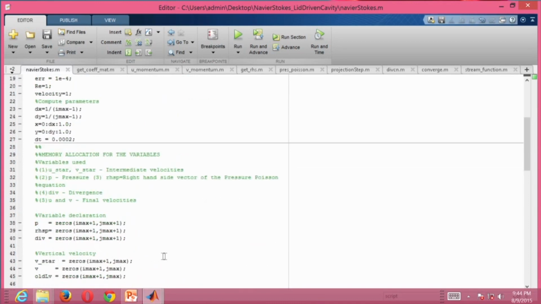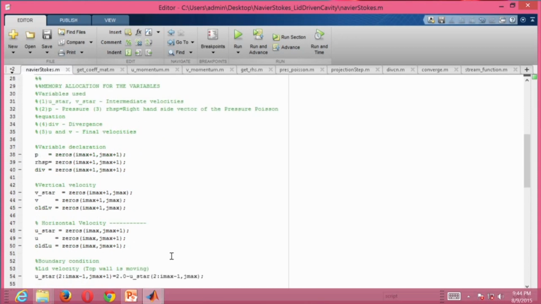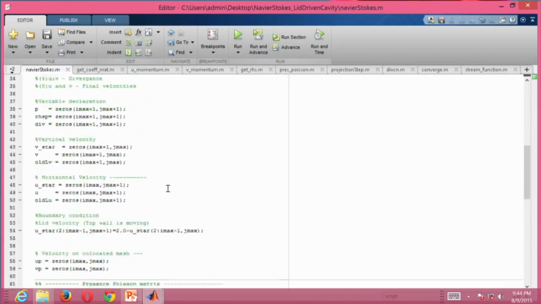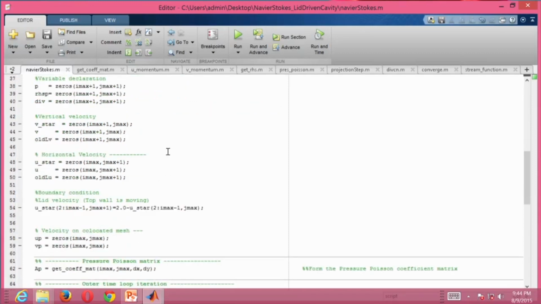Then we do the memory allocation of all the variables. So, pressure, then RHS side of the pressure equation, then divergence calculation, vertical velocity, in that we have predicted velocity v star, then actual velocity. Similarly, for horizontal velocity u star, u.